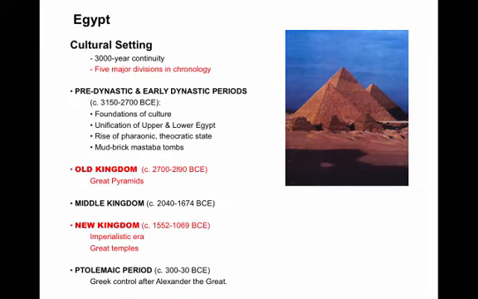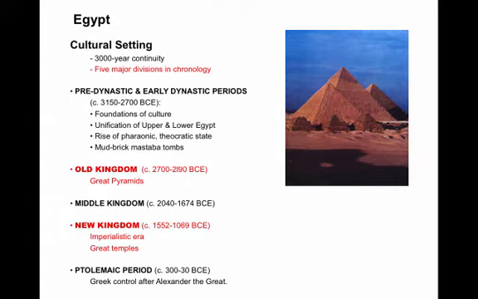So, our cultural setting, a 3,000-year continuity divided into 5 major periods. Our periods are, the red ones are the ones we're going to look at. So first you have pre-dynastic and early dynastic periods, lays the foundations of the culture, unifies Upper and Lower Egypt, raises a pharaoh, a priest king, theocratic state, and mud brick Mastaba tombs. Then we have Old Kingdom. We'll look at that. So we're not going to look at pre-dynastic. Old Kingdom is when they built the pyramids.